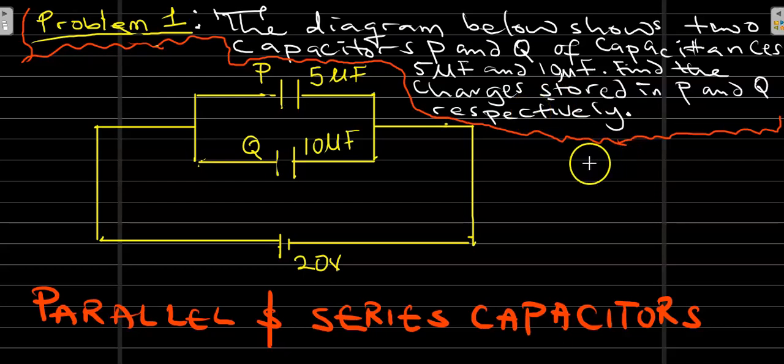We need to know that the formula for capacitance is C equals Q over V, where C is the capacitance, Q is the quantity of charge, and V is the potential difference between them. To find the charge, we cross multiply and find Q equals CV.